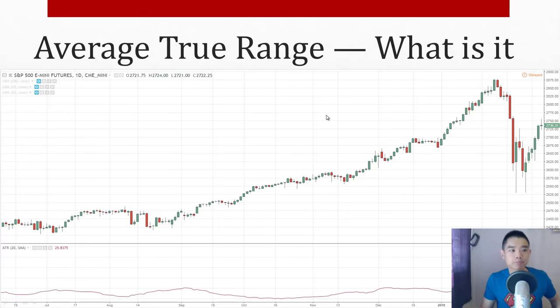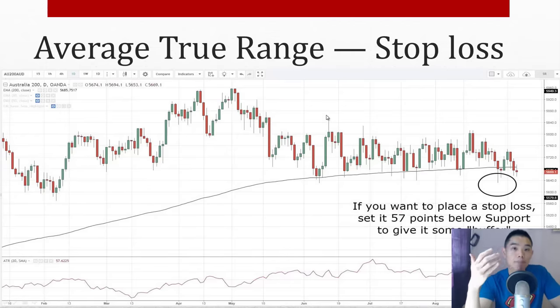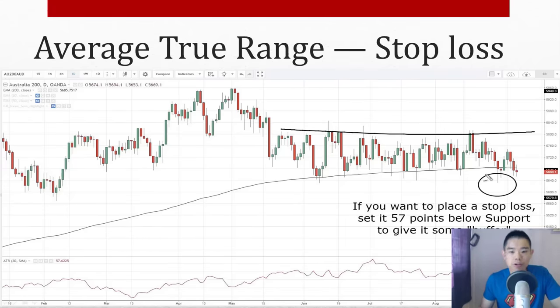So what is it for? Well, it can help you set a proper stop loss. Say, for example, this chart over here. Notice that this market is somewhat in a range. Often traders will just set their stop loss below this low and below this low. If you do that, you're going to get stopped out on this candle over here because the market has a tendency to sweep the stops below support and sweep the stops above resistance. So it's never a good idea to always set your stop loss below obvious lows and above obvious highs. What you can do is use the ATR indicator to give you some buffer to your stop loss. For example, this ATR value right now is 57.